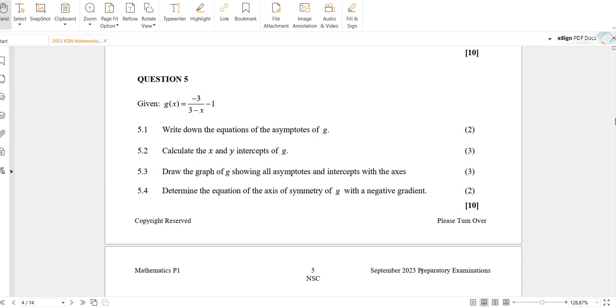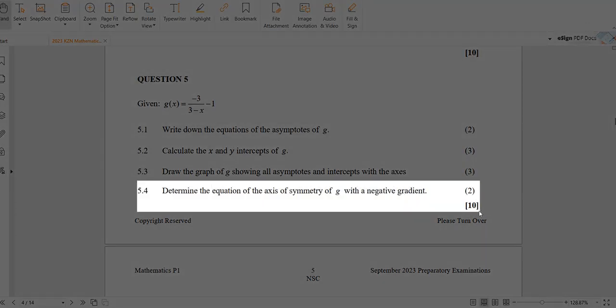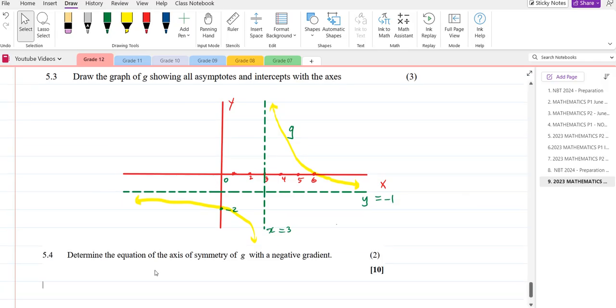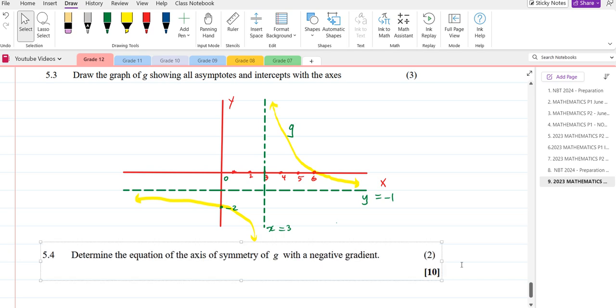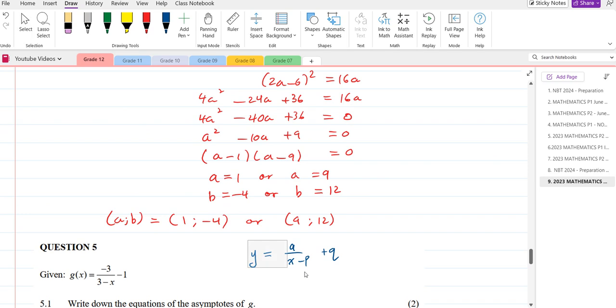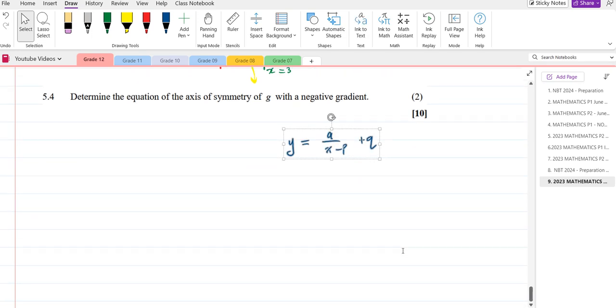Determine the equation of the axis of symmetry. Right? Determine the equation of the axis of symmetry. Now you get two types of axis of symmetry. Now, what's the axis of symmetry? Let me just give you the formulas for the axis of symmetry from the general equation, which is y equals a over x minus p plus q, and then decide which axis of symmetry we want. Alright, so I'm going to write it here on the side. One axis of symmetry is the one with a positive gradient.